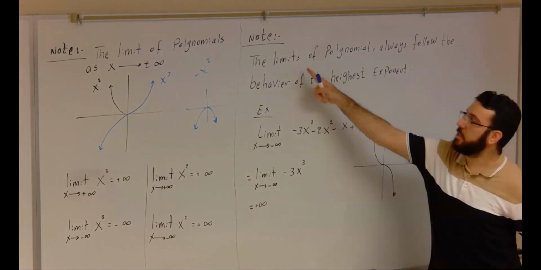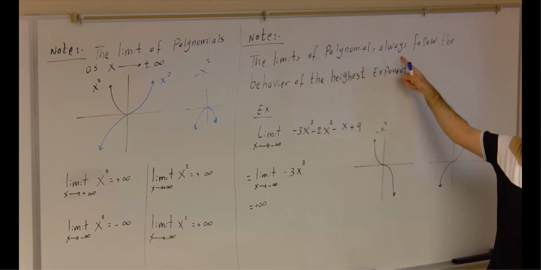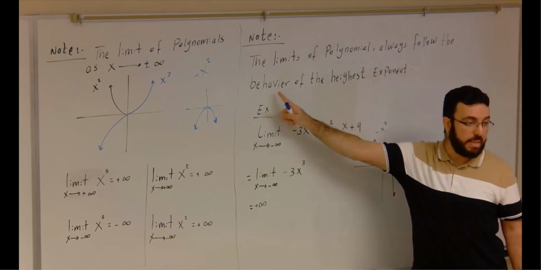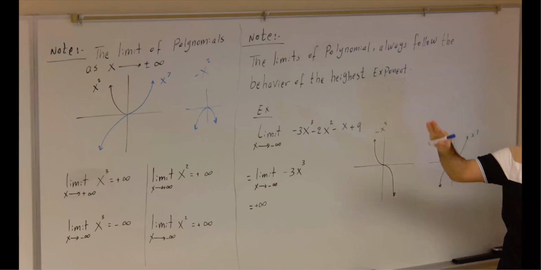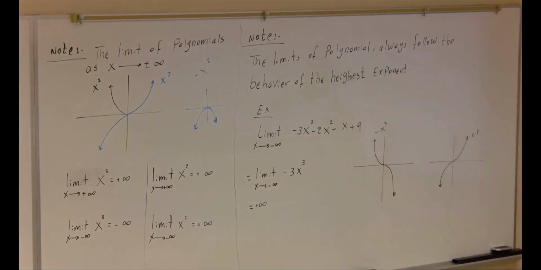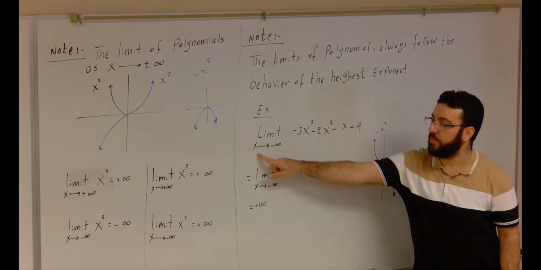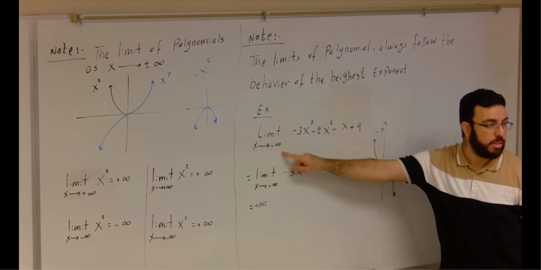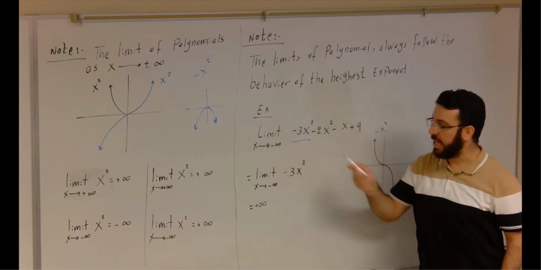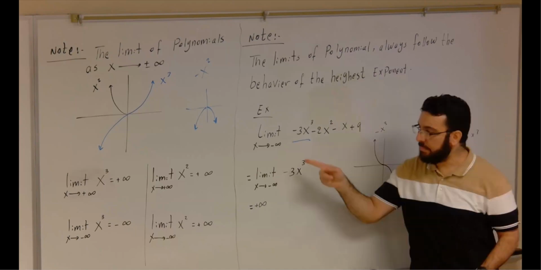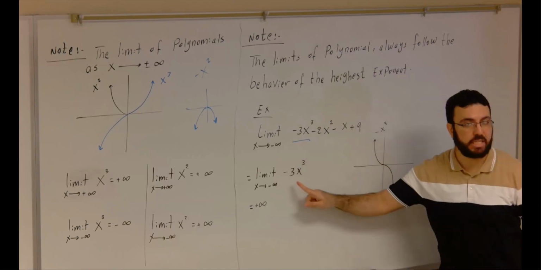The limit for a polynomial always follows what? The behavior of the highest exponents. So when you have a polynomial, you're just going to focus on the highest exponents. For example, here's a polynomial. They're telling you to find the limit where? Negative infinity. That means I'm going to follow only the highest exponents. So it's the same thing as the limit of negative 3x cubed.